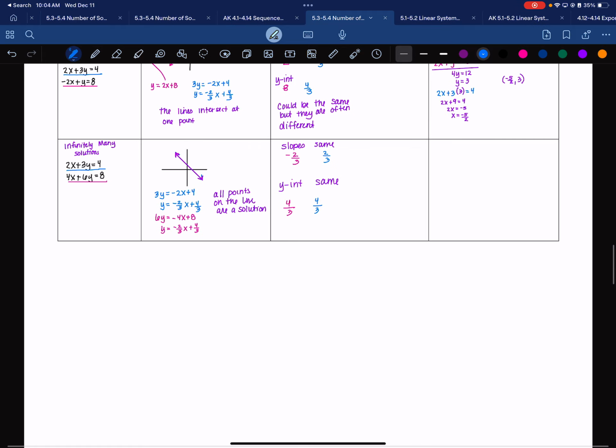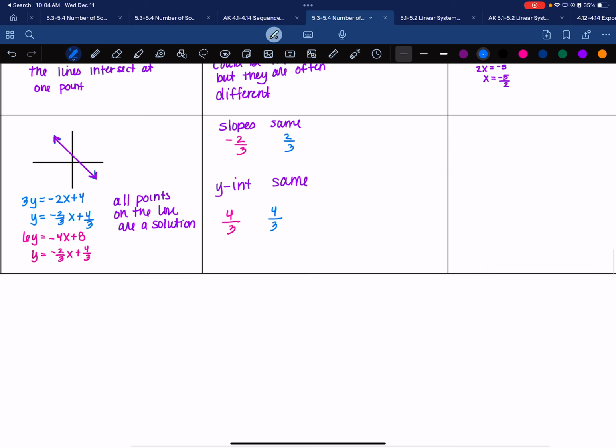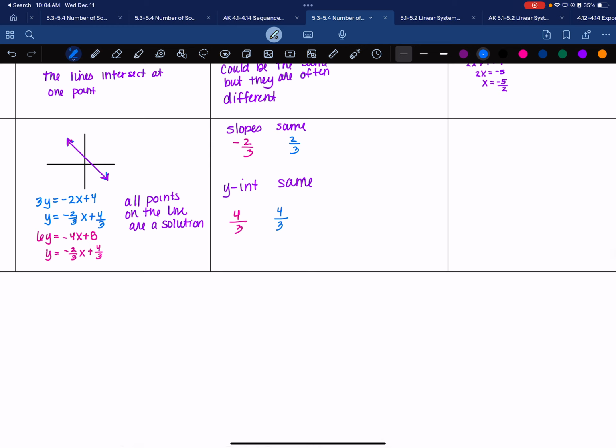How do you want to do it algebraically? I'm going to do it both ways just because I want you to see what it looks like algebraically both ways. Which one do you want to do first? Substitution, just take the pink and set it equal to the blue, because they both are equal to y.